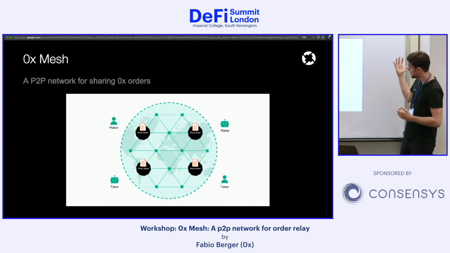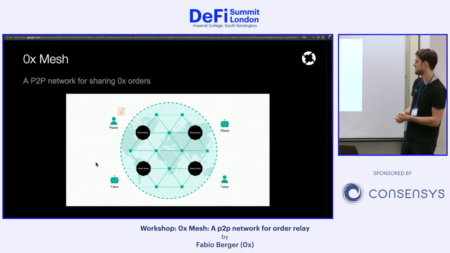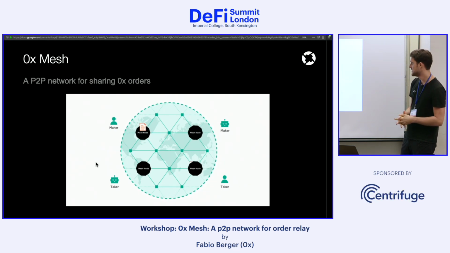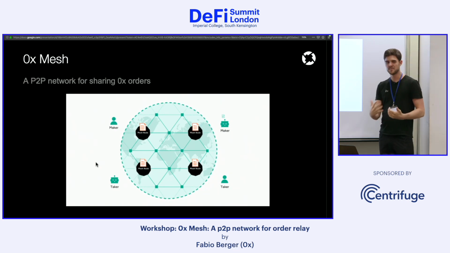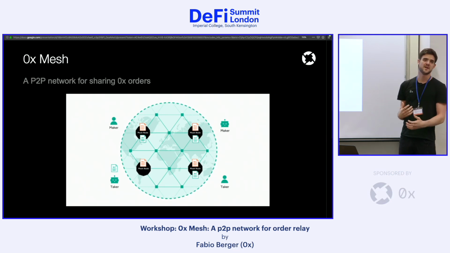And so we built Mesh. So Mesh is a gossip-style peer-to-peer network for sharing 0x orders. You can kind of think of it like BitTorrent, but instead of sharing music and movies, you're sharing cryptographic commitments to buy or sell a given asset.